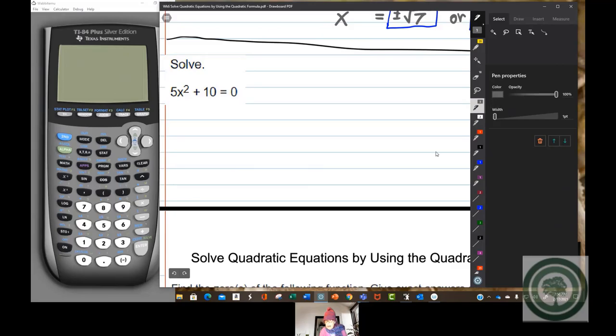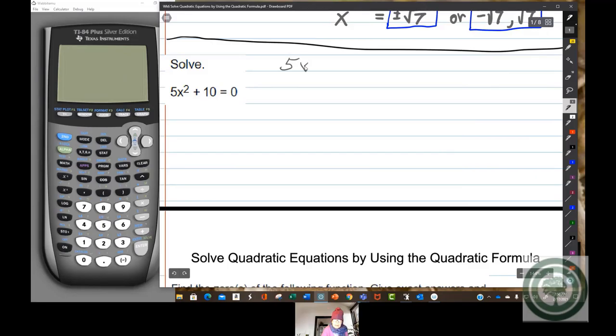Okay, another one, because you just can't do too many when you're learning, body memory and all that. Okay, 5x squared plus 10 equals 0. So we're going to have 5 times x squared plus 2 times 5 equals 0. Each term has a 5.